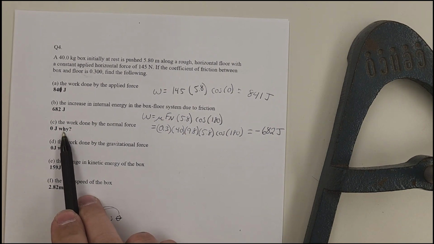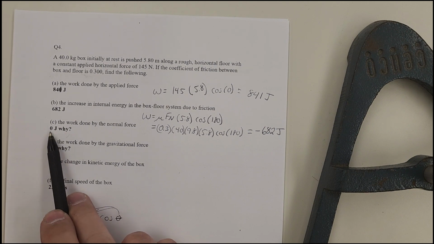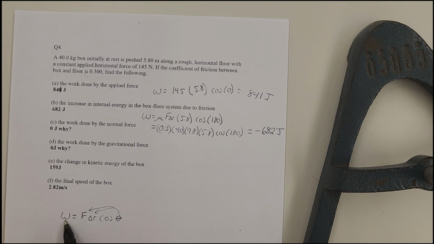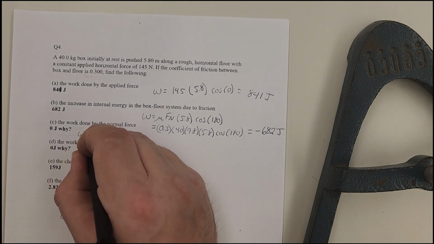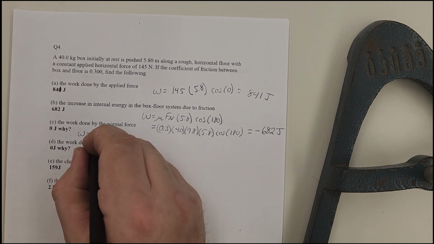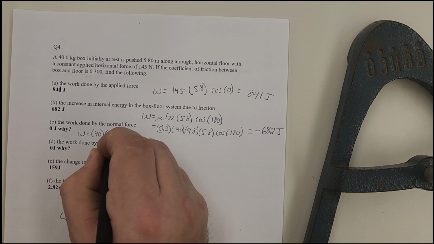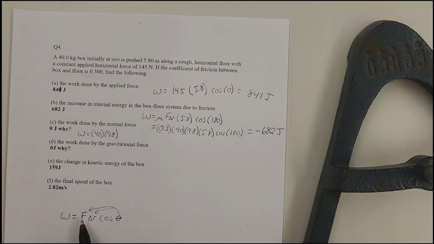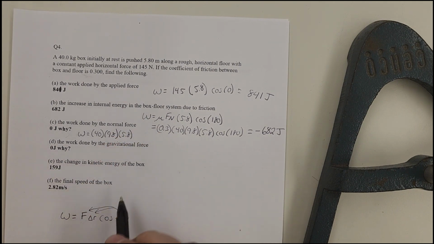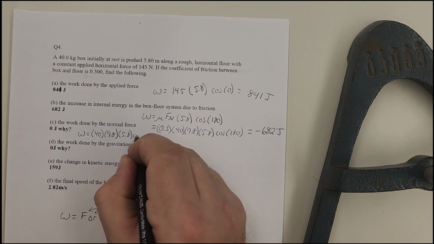Let's look at the work done by the normal force. And I have it here as 0, but why? Well, when we plug in, we'll use the normal force. We know the normal force is mg. So just like over here, the normal force would be 40 times 9.8. So this would be the normal force, mg. Change in r always remains the same. That's 5.8. And cosine of the angle between the two.